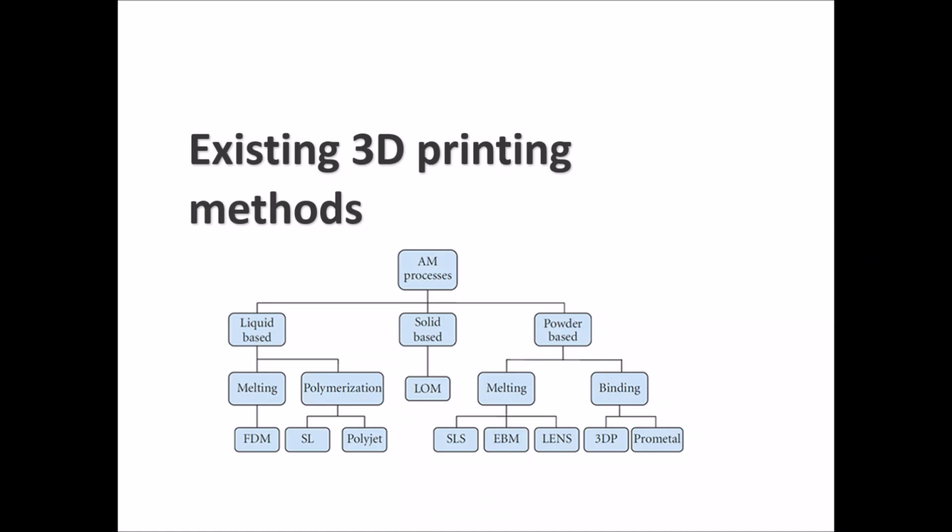Again, another overview of the additive manufacturing processes. You can have different criteria for the 3D printing sorting. You have either powder-based, solid-based, or liquid-based. The liquid-based can be sorted by melting or polymerization. Melting is similar to the FDM method. Polymerization is similar to the SL and the PolyJet method.